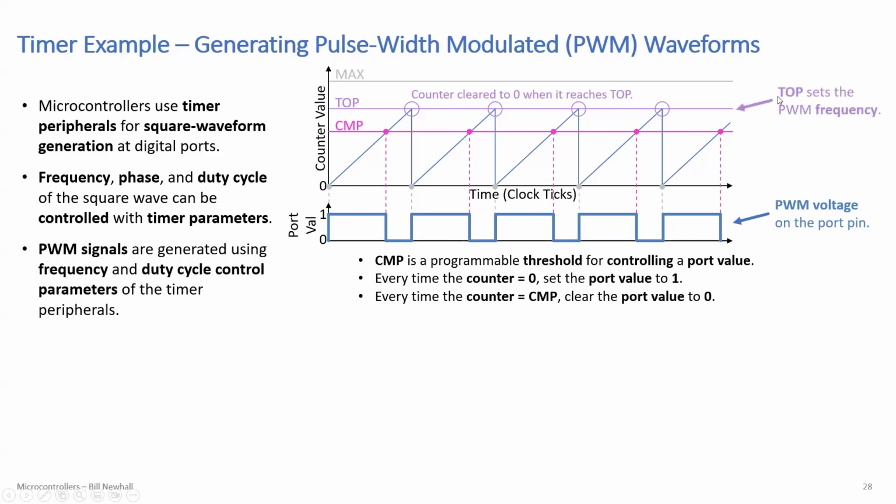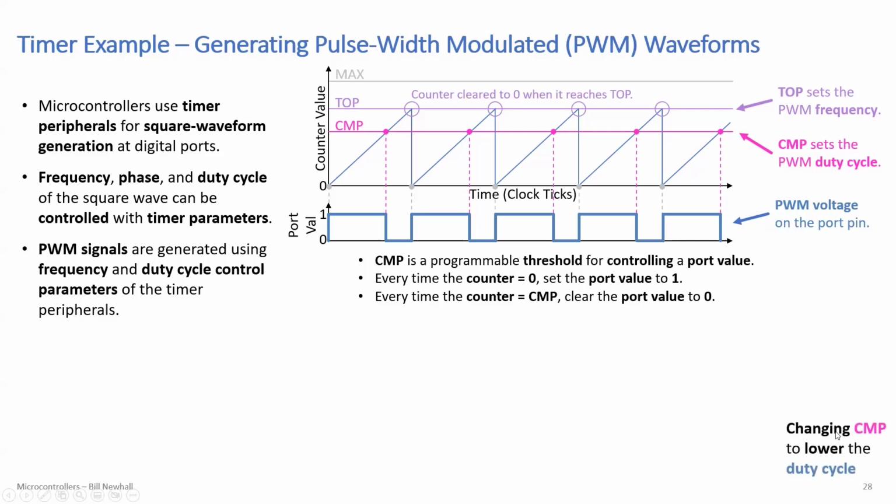Okay. The top value sets the PWM frequency, right? So if I wanted to make this waveform have a shorter period, I could reduce that top value. If I wanted a longer period or lower frequency, I can increase that up until the max value. So you can control the frequency or the period with that top value. And then this comp value sets the duty cycle, because you can see whenever the counter hits comp, that's when the value goes low. So the duty cycle is changing, but not the frequency, when you change that comp value.